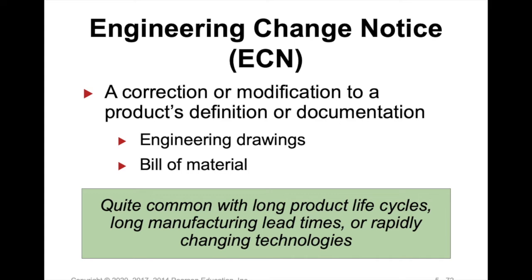So it's quite common with long product life cycles, long manufacturing lead times, or rapidly changing technologies. So for example, dalam new technologies ni, bila new green components, new green elements are being used dalam production, banyak engineering change notice are being used lah. Maknanya sebelum ni dia guna carbon contohnya, and then dia tukar kepada green materials, dia perlukan engineering change notice.